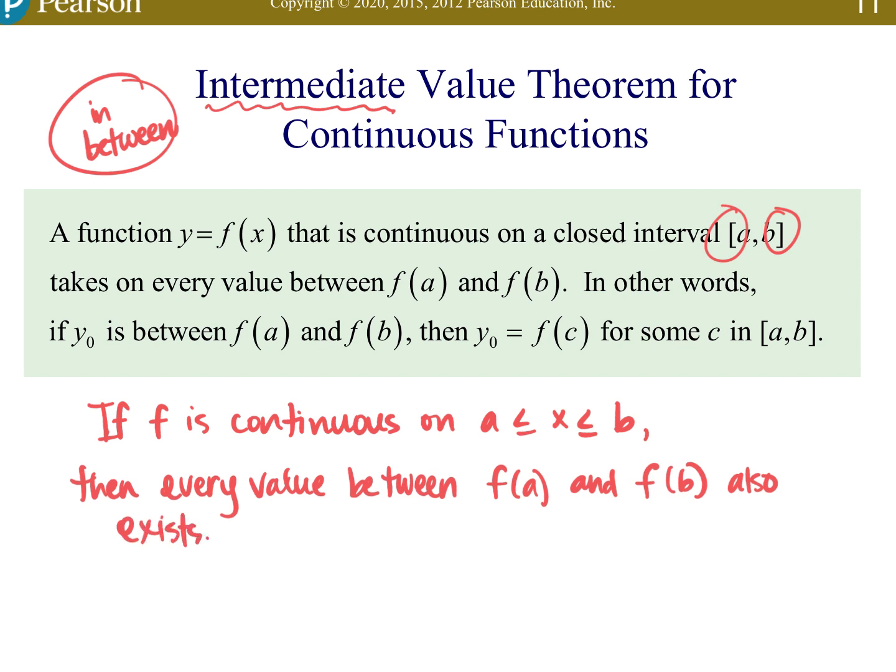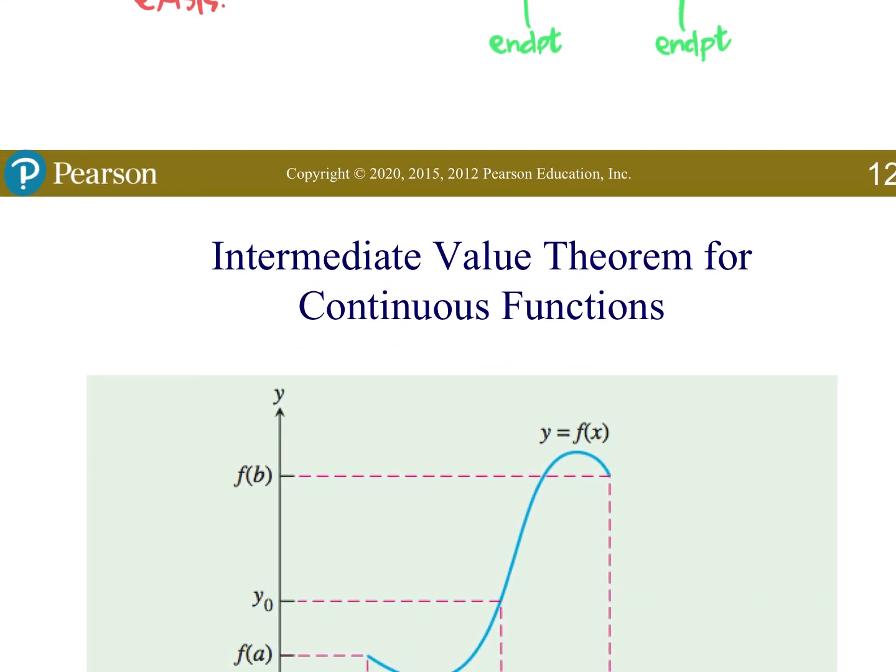We use this a lot to show the existence of a 0. If one of the endpoints is a negative value, and the other endpoint is a positive value, then 0 has to be a value of existence between those two things. That's where the intermediate value theorem is most powerful. But continuity is required. If continuity isn't there, you can't use the intermediate value theorem.